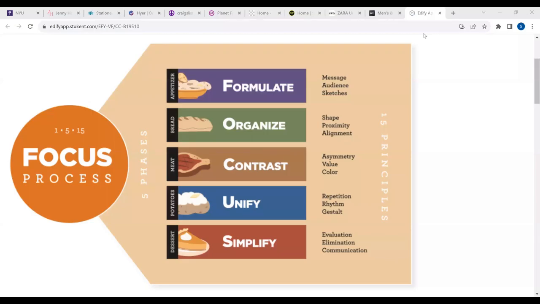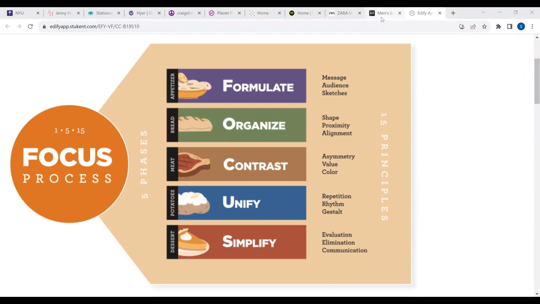Okay, so there are 5 phases of the focus process: formulate, organize, contrast, unify, simplify. They all have their 3 principles. So the ones I chose from each one are audience, message, alignment, color, repetition, and communication.